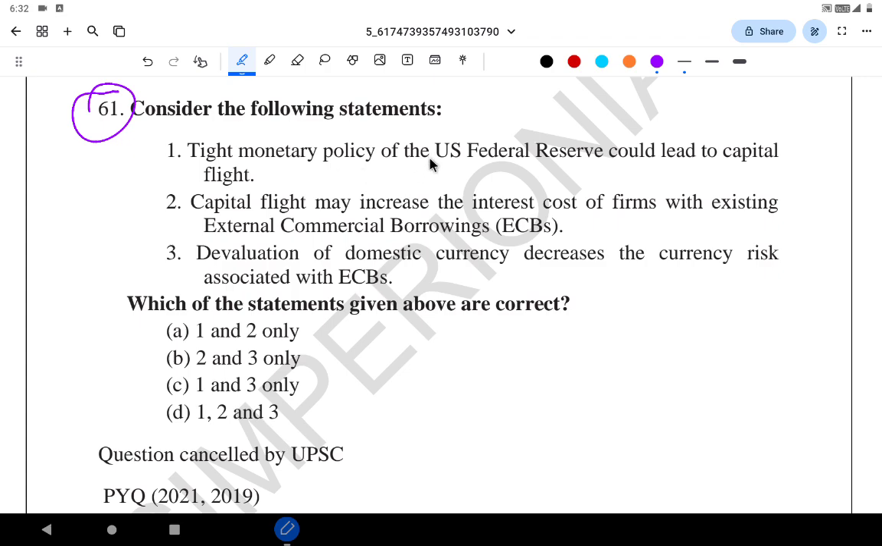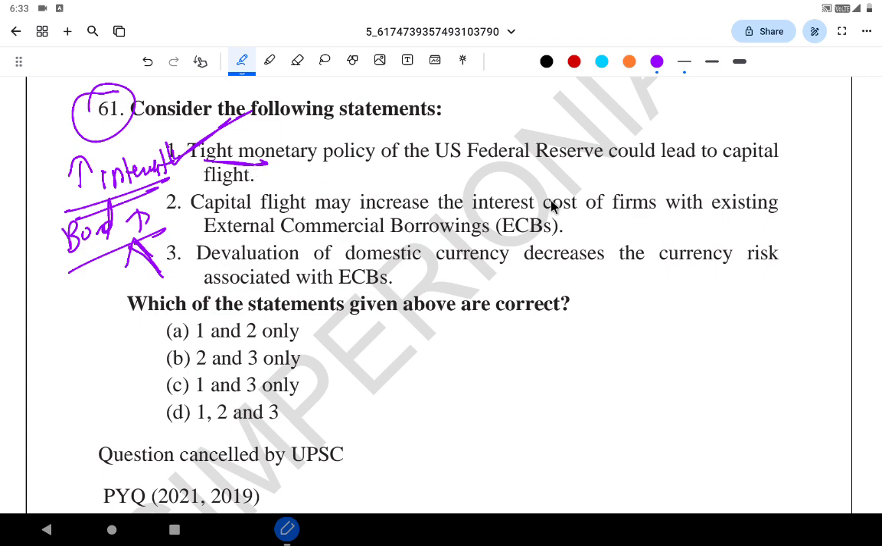Tight monetary policy of the US Federal Reserve could lead to capital flight. Whenever the US tightens the monetary policy, it means the US has increased the interest rate, so the bond yield will increase. So the money, the US being one of the stable economies, the money across the world will move to the US to invest in the US bonds. So there will be a capital flight. Because of the capital flight, there is more demand for the dollar. The rupee will depreciate. So the first one is correct.